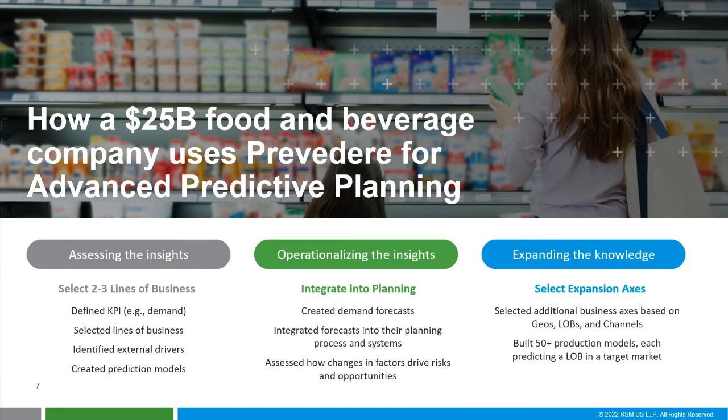And then from there, after they were able to operationalize those category level forecasts, integrate them into their monthly cycle, we then expanded.